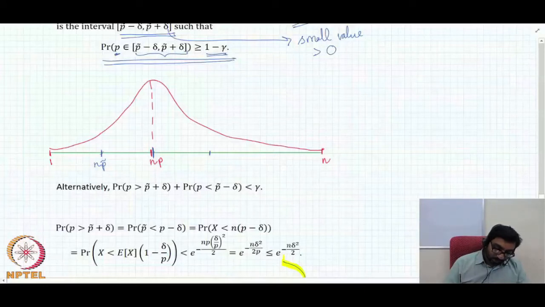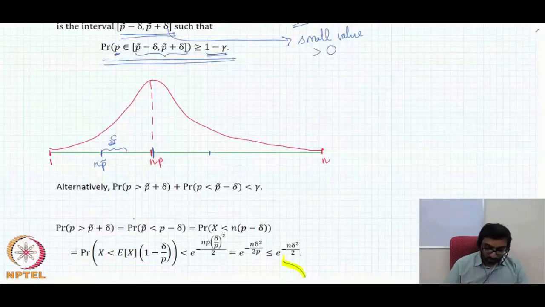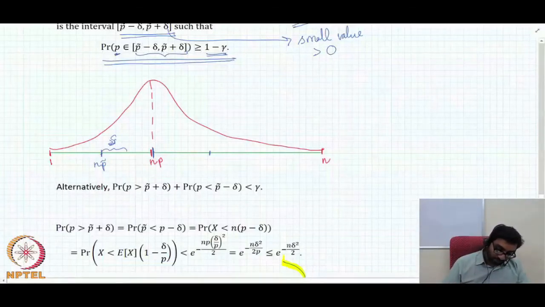Basically, even after you add a delta to p tilde, p is still too far away. That's one way to interpret the case where p tilde is very small. If we want to formally state that, we will say that it's the probability that p is larger than even p tilde plus delta.